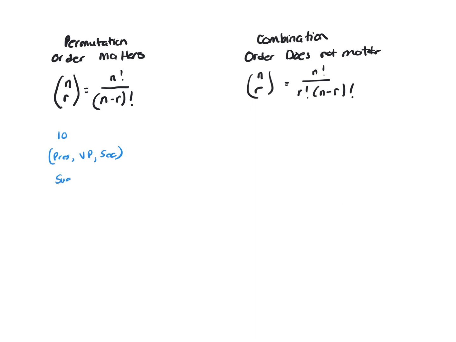So Sue, Harry, Rita means something different than Harry, Sue, Rita. Okay? Because in the first case, Sue is president, and in the second case, Harry is president. So order matters. And this would be the formula you would use. You say N choose R. And you've got these factorials, which we've seen before.